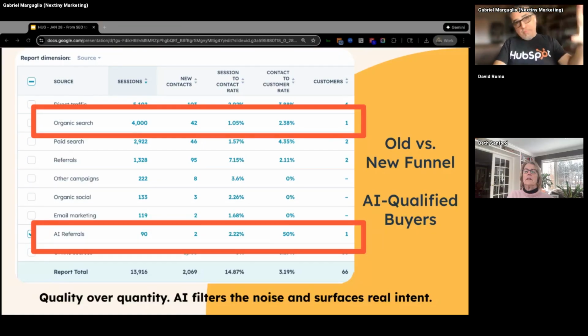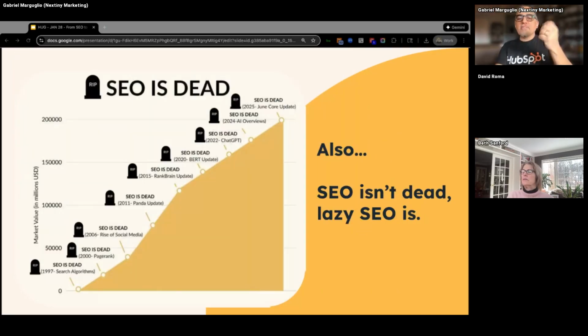There's no replacement of the visits from Google. This is a new source, and if you're using HubSpot, you can see the source and track it inside HubSpot. So quality is important. It's not about quantity anymore, and AI filters a lot of the noise. To answer one of your questions: is SEO dead? Oh, this is another one. And just so you know, this is a great graphic I got from LinkedIn.